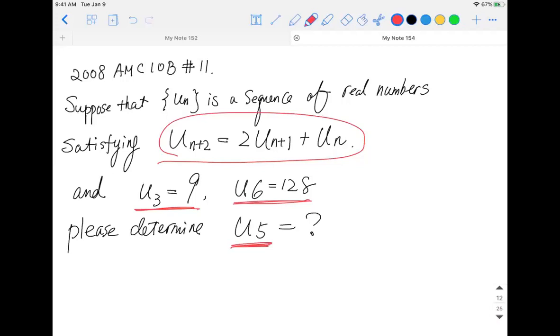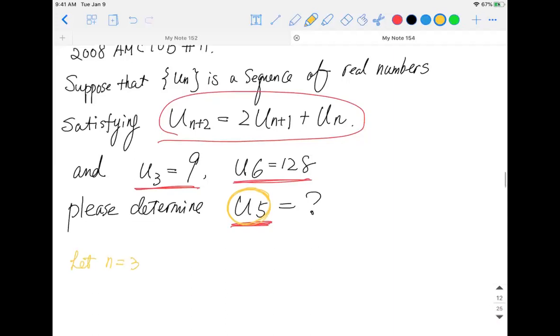Is that right? n equals 3 and n equals 4. Why? Let's have a look. Because my ultimate goal is to figure out A5, right? I need to create A5 first. So let n equal 3. What am I going to have? U5 is 2U4 plus 9. Is that right? Because U3 is 9. I've just put it here.